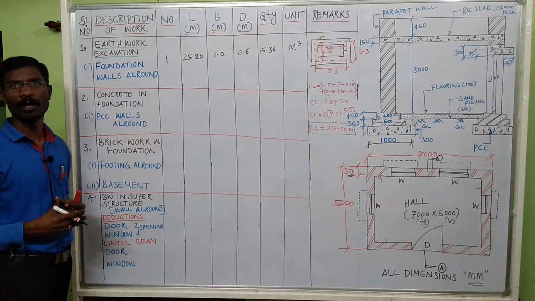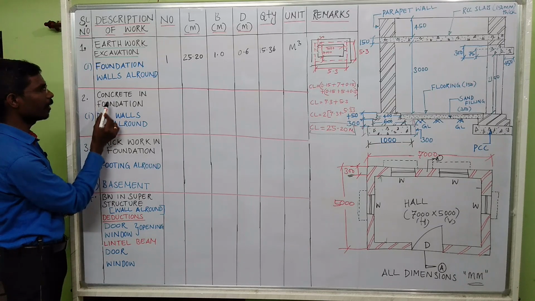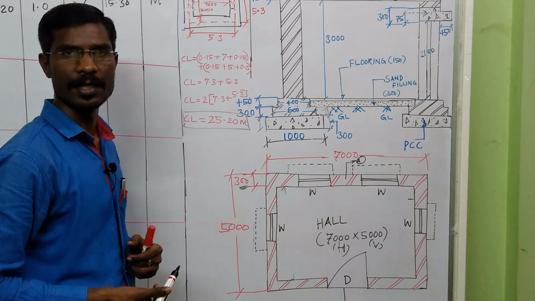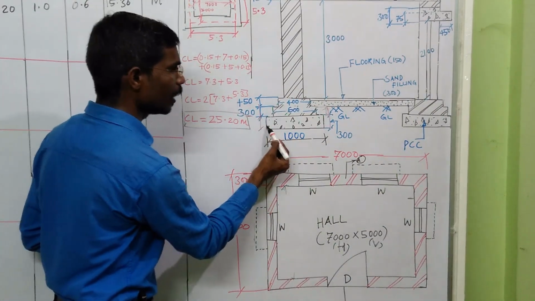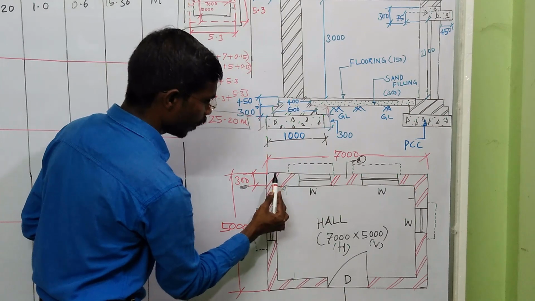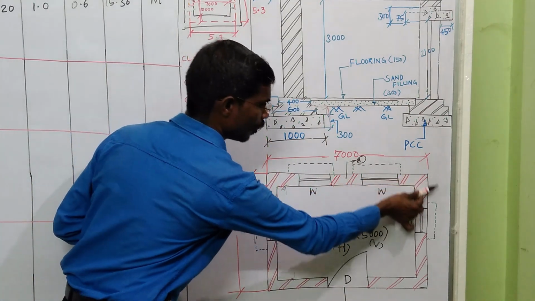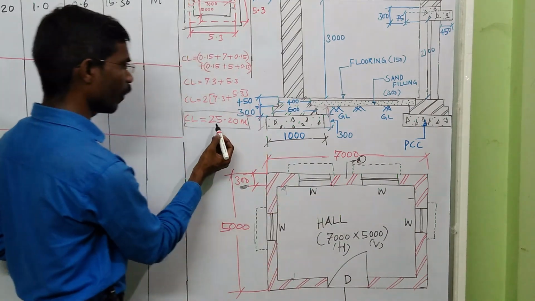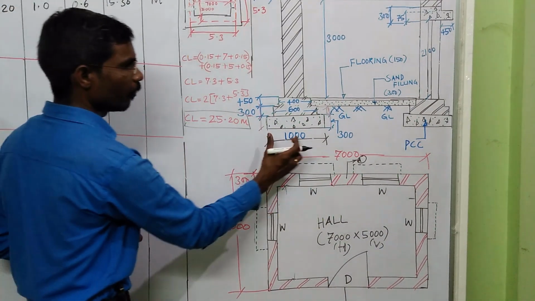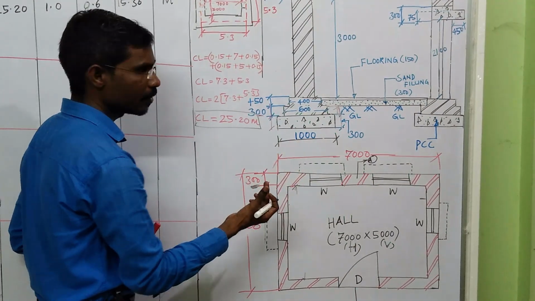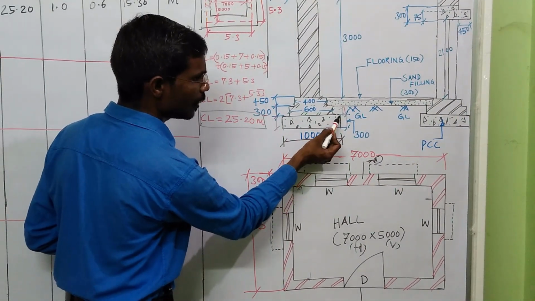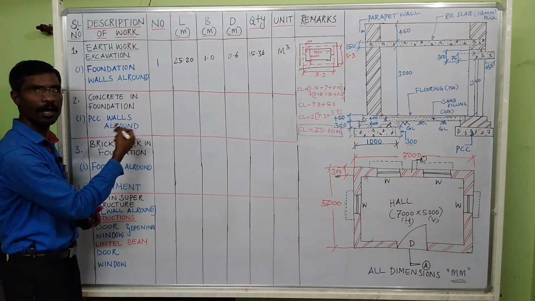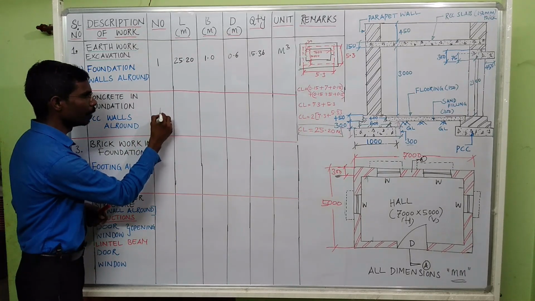The next item of work we are going to calculate is concrete in foundation for PCC walls all round. After excavation, we need to lay the PCC for your foundation. We are going to lay the PCC all round the building walls. So the length of the wall is the same 25.2 meter, but the width is 1000. We are going to lay the PCC 300 depth. So the concrete in foundation all around the building, only one number.